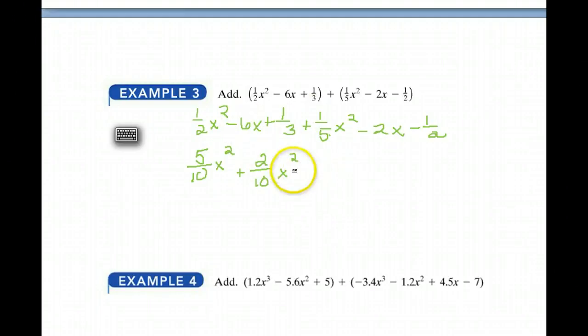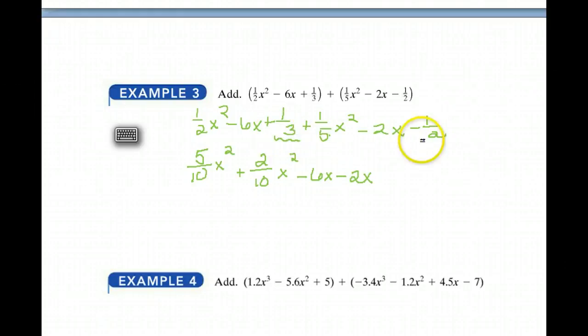Then I'm going to group together my x's. So I have negative 6x minus 2x. And then lastly, I see that I'm going to have to gather my constants together, but they are also fractions.